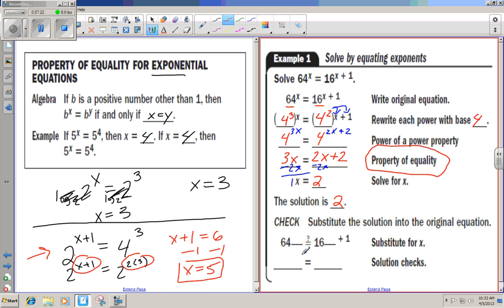Now, if you type that into your calculator, it says here to check. Substitute 2 in for x. 64 to the second power equals 16 to the second power plus 1. So that should be 64 squared, which if you type in your calculator is 4096. And then 16 to the 2 plus 1, that is 16 cubed, which is also 4096. So we have now checked the solution and we know we are correct.